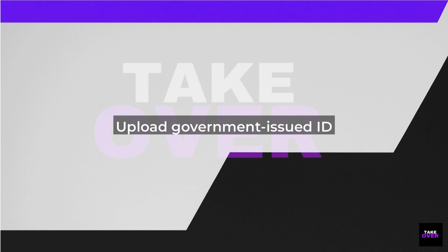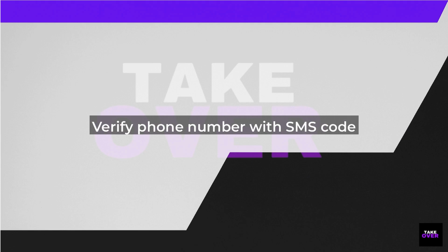Sendwave uses advanced AI in 2025, so you'll need to upload a government-issued ID, such as a passport or driver's license. Make sure it's clear and not expired. After uploading, you'll be asked to verify your phone number. Enter the code sent via SMS, and if everything checks out, you might need to take a quick selfie for facial recognition. Don't worry, it's secure and fast.